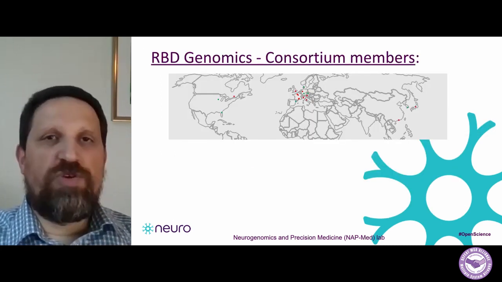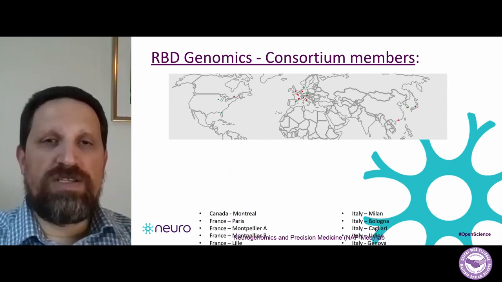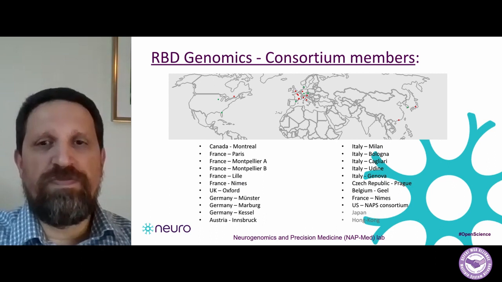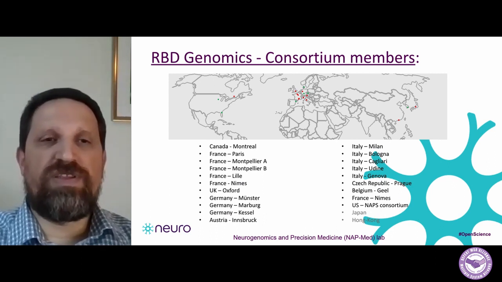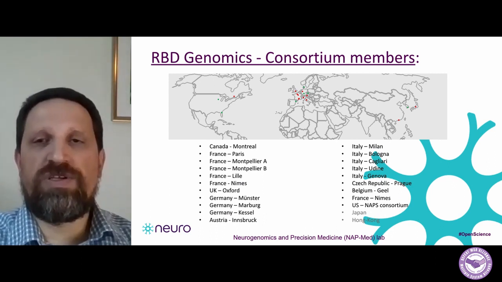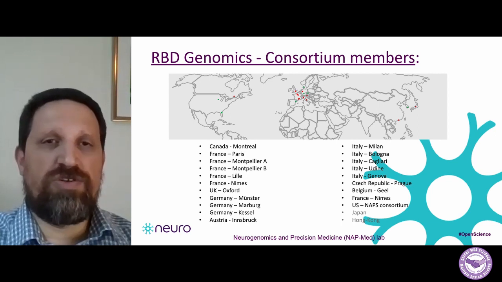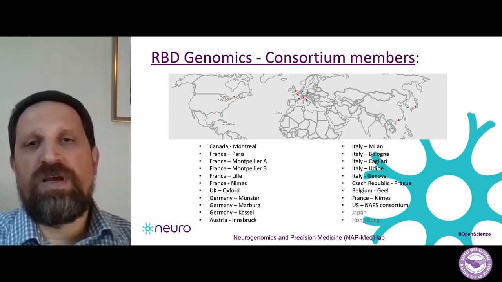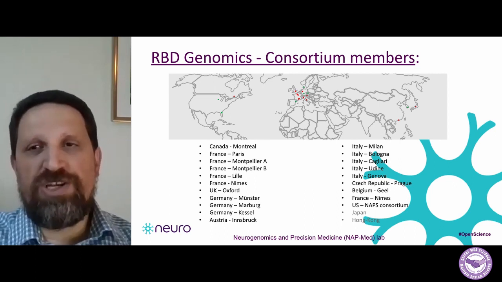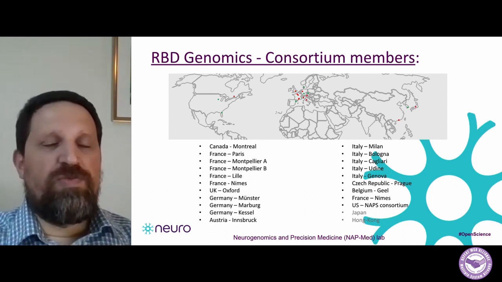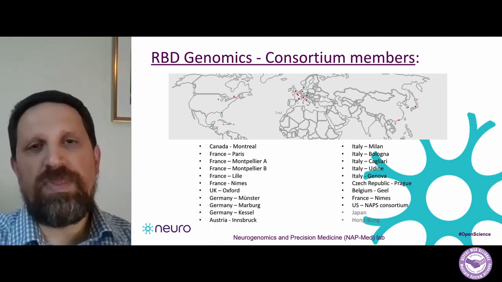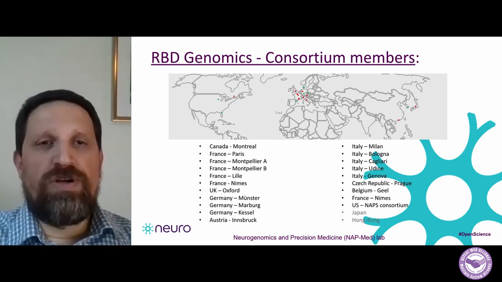And one of the things that we're doing in order to try to answer this question is to create this RBD Genomics Consortium. What I'm showing you is different sites where we recruit individuals with RBD into this consortium, and these individuals are being followed up by the clinicians that recruit them, and we document when they develop Parkinson's or MSA, and then we can study it more.